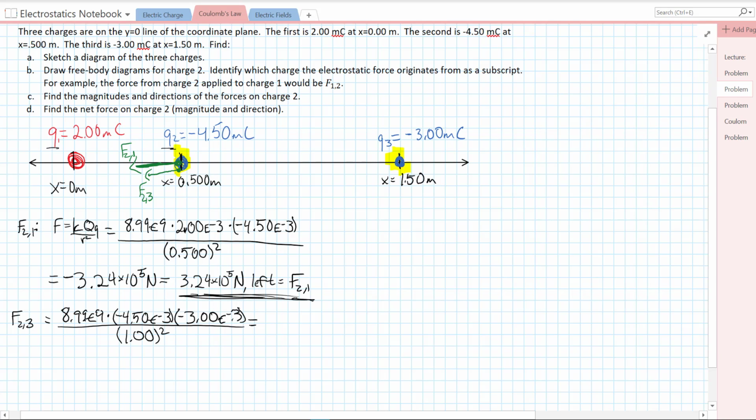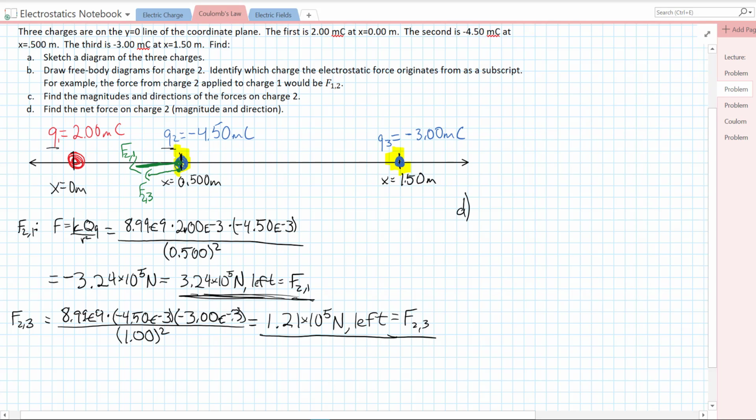We plug in, we get our answer. 8.99 times 10 to the 9 times negative 4.5 times 10 to the minus 3 times negative 3 times 10 to the minus 3 divided by the quantity 1 squared gives us 1.21 times 10 to the 5 newtons. That's positive because it's repulsive, but we also know that the direction is to the left, so let's just write that. Left. That's the force on 2 from 3. Okay, so that's part C.